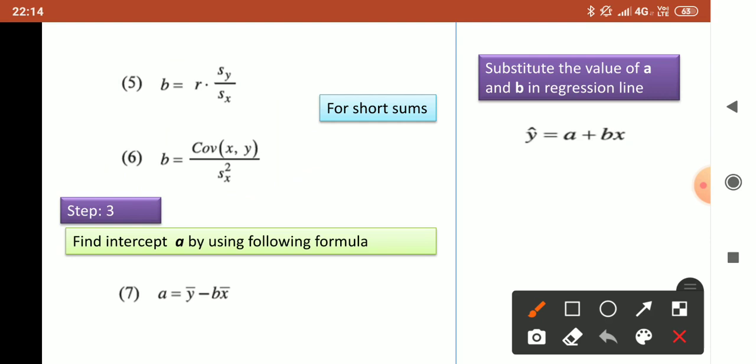And then at the last, you have to substitute the value of a and b. a is the intercept and b is the regression coefficient in the regression line y cap, which is equal to a plus bx. Sometimes you have been given x, so you have to put the value of x and estimate the y. In this way we will solve the sum. Let's start the sum.